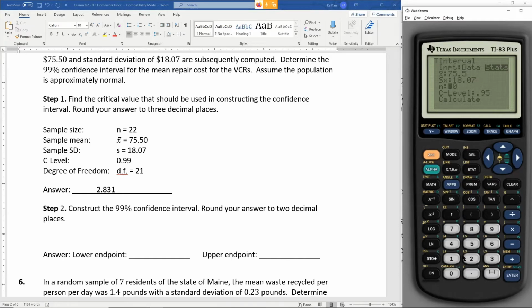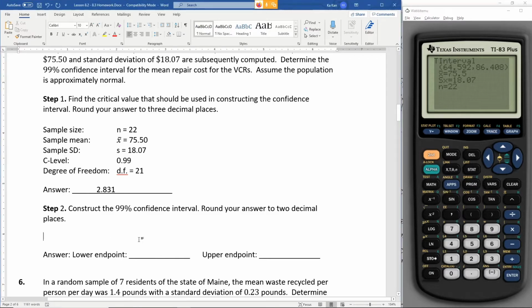What's the n? The sample size? 22. And this confidence interval is 0.99. Now they're not going to ask you for degree of freedom. Why? Because they're going to incorporate that into their calculation. So enter. Let's see. We got it. Yeah, it takes forever, but here you go.